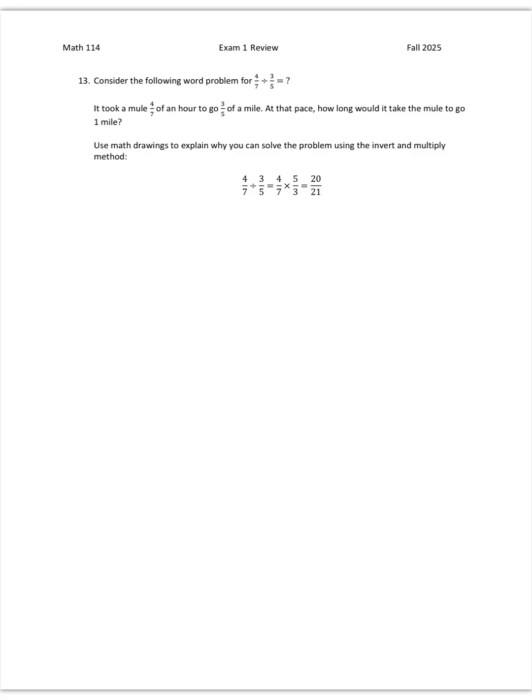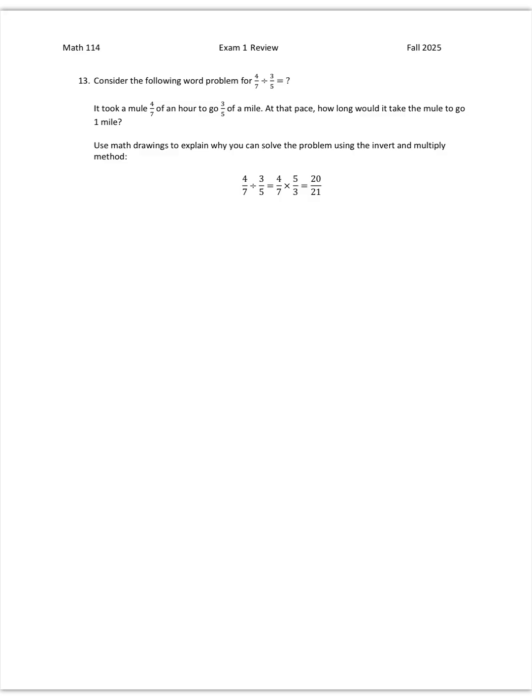Consider the following word problem for 4/7 divided by 3/5. It took a mule 4/7 an hour to go 3/5 of a mile. At that pace, how long would it take the mule to go 1 mile? We want to use math drawings to explain why you can solve this problem using the invert and multiply method.